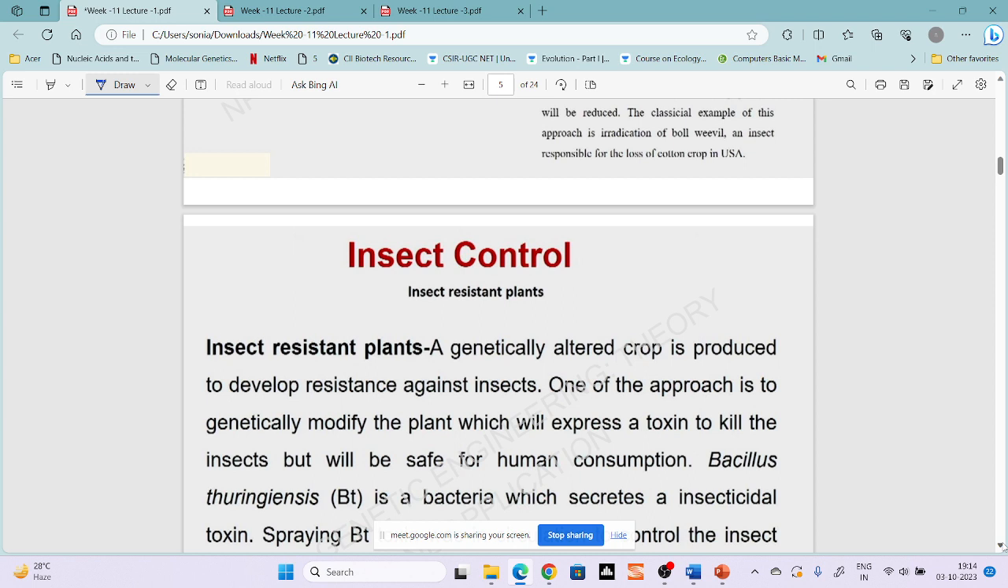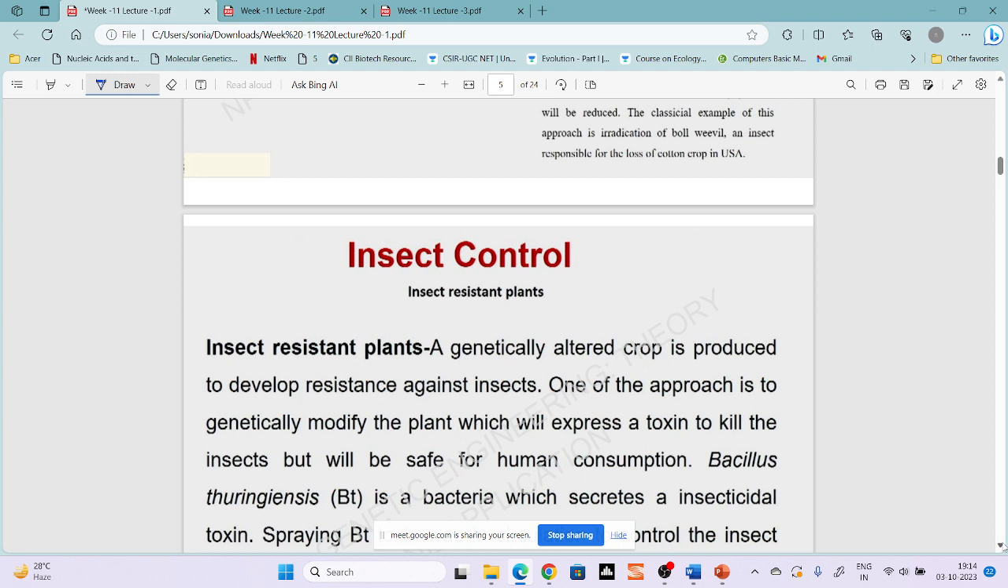A very classic and popular example of this is Bacillus thuringiensis, BT cotton. I think everybody has studied it, or if you haven't up till now, you will. It's a very important and classic example. So here comes your genetic engineering, the application of whatever we have studied. You make your crop genetically altered in such a way that it is resistant against the insects.